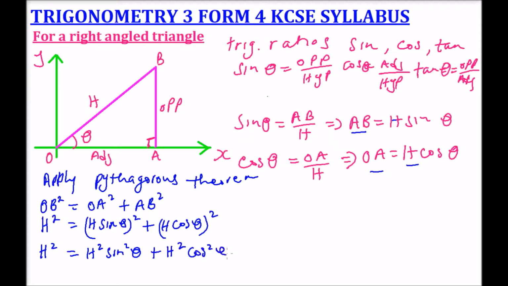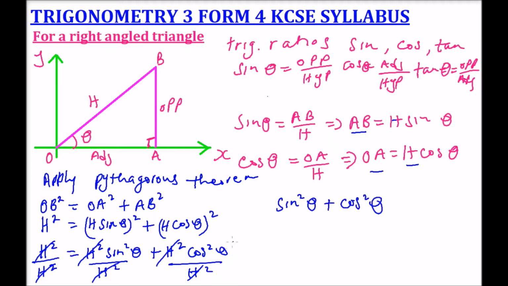cos squared theta. We can divide throughout by H squared. So H squared and H squared will cancel, and we will be left with sine squared theta plus cos squared theta is equal to 1.